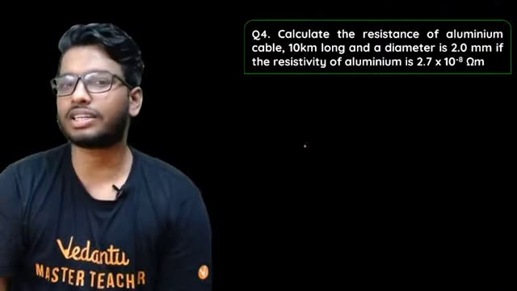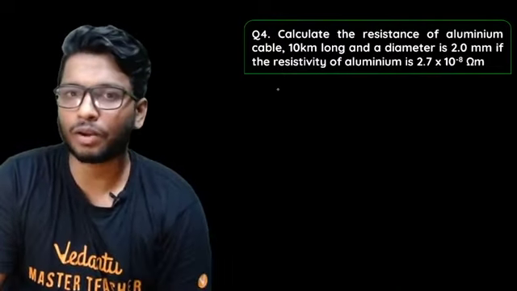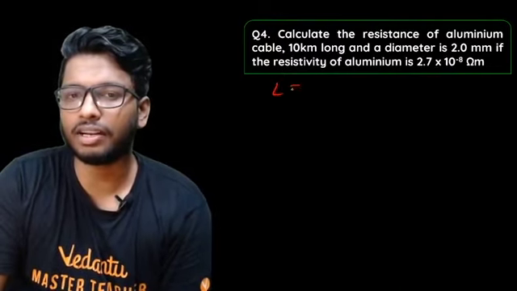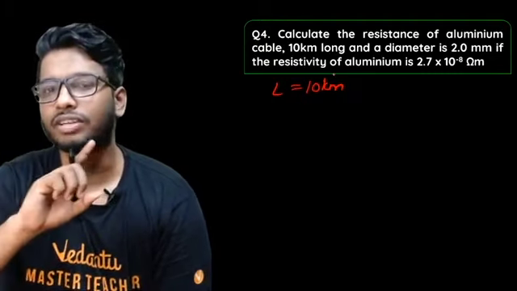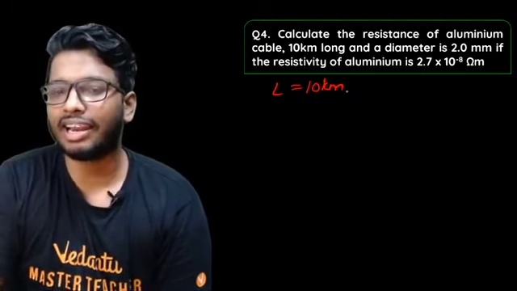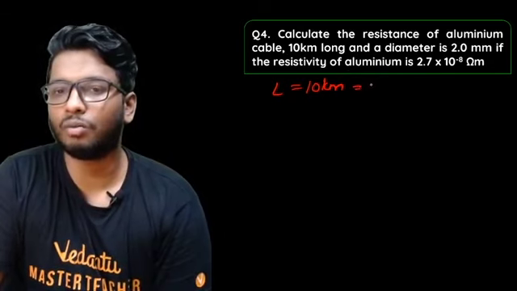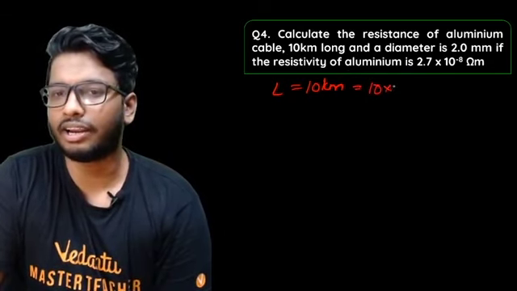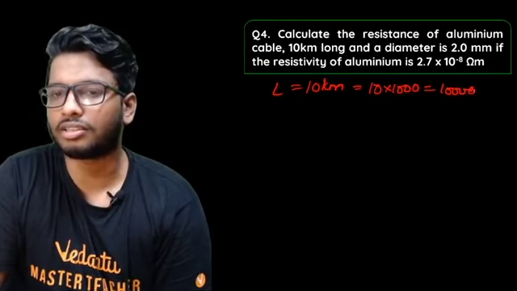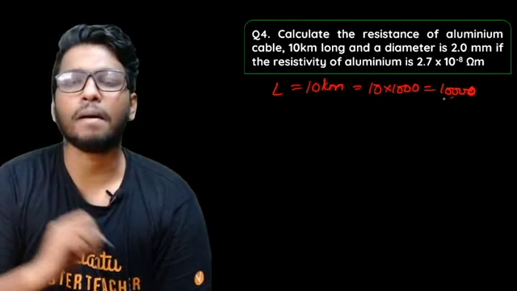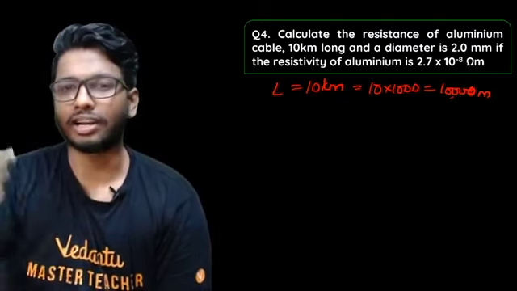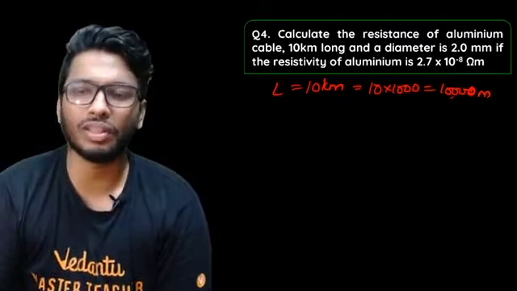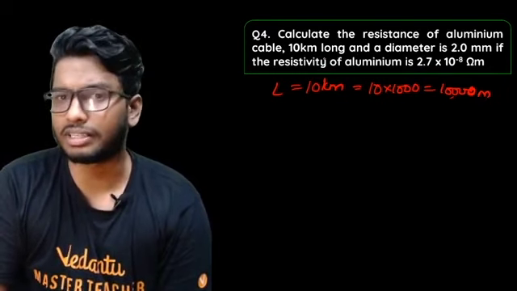So for this question, guys, first of all, write down the given data. The length of the cable is given as 10 kilometer. Now, first thing, make everything into the same unit. So 10 kilometers in terms of meter, that will be into 1000 meters. So 10 into 1000 is 10,000 meters, the length of the wire, because 1 kilometer is 1000 meters, so I'll multiply it with 1000. It'll give me 10,000 meters.